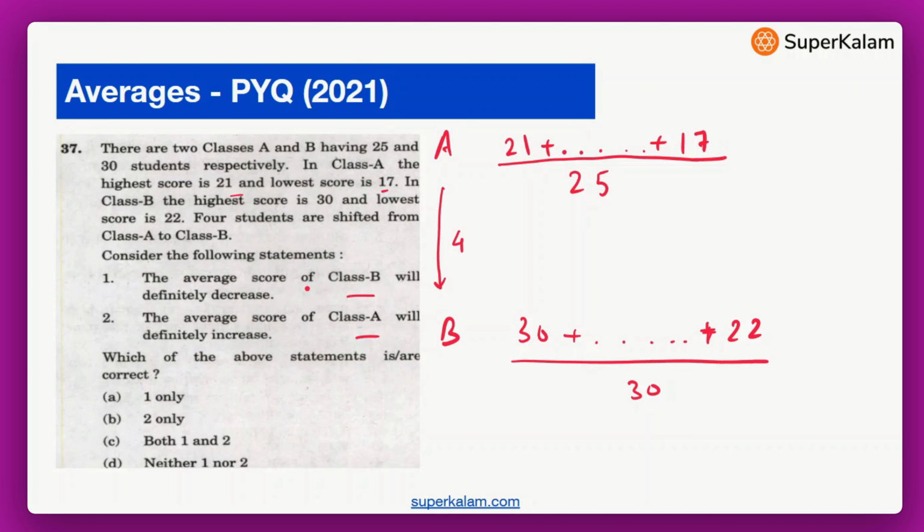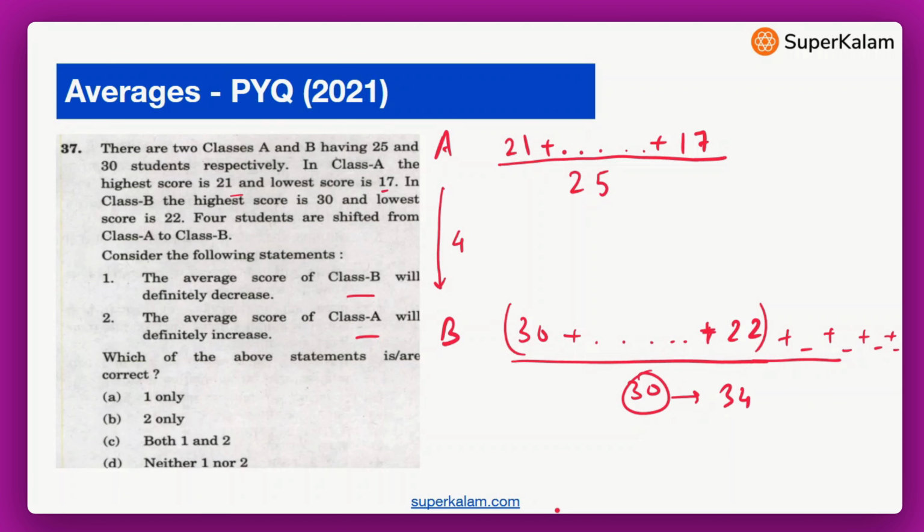Now, people from A are moving to B, and as a result some more scores will be added. Four more scores will be added here, and this will become 34.